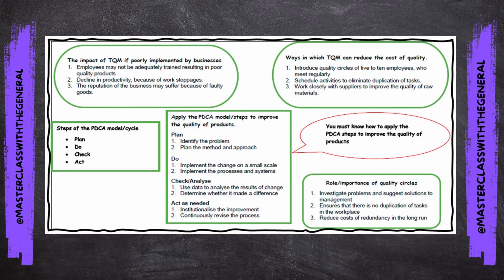Number three, reduce cost of redundancy in the long run. What is redundancy? Redundancy is waste. These are workers that are not working to their fullest, machinery that is not working to its fullest, systems that are underperforming. So if there is any of that, it means there is redundancy. And who best to check this out than the employees themselves? So the quality circles, who are these employees, sit down and point out wherever there is redundancy, and it is addressed immediately to ensure that the quality of the business is constantly improving.